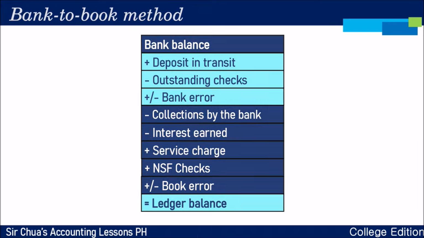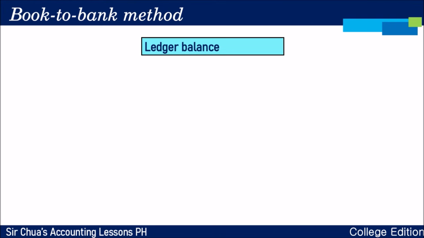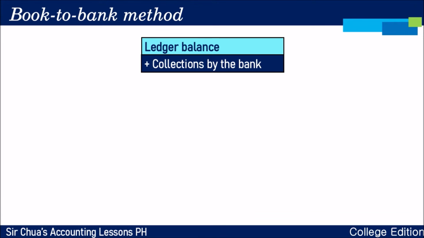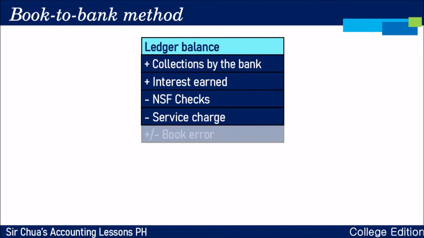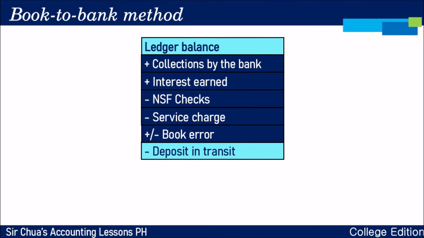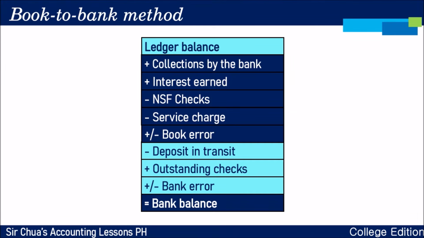So, syempre, alam nyo na yung pangatlo. Okay? Book to bank method naman. Galing po sa ledger balance, mauuwi tayo sa balance per bank statement. So, ledger balance, and then the usual thing, how we do it sa book reconciling items, add po natin yung collections by the bank, add po natin yung interest earned, minus NSF checks, minus service charges, and add or minus any book error. Then, babalik na rin po natin yung ating bank reconciling items. Pabawas na po si deposit in transit, and pa-add na po si outstanding check, and your analysis for your bank error para po mauwi tayo sa bank statement balance.